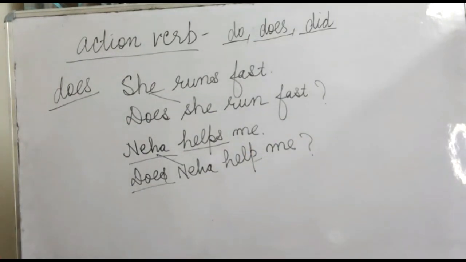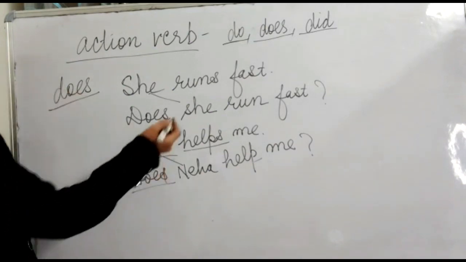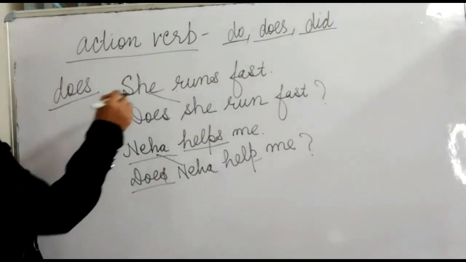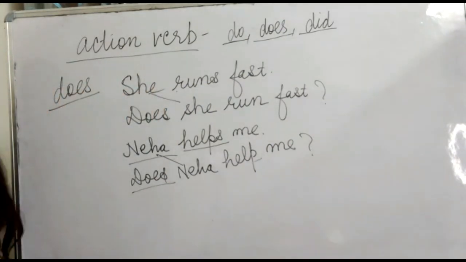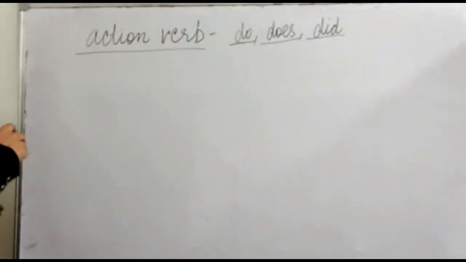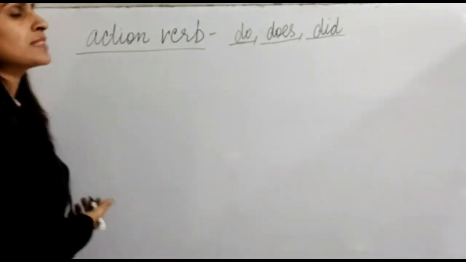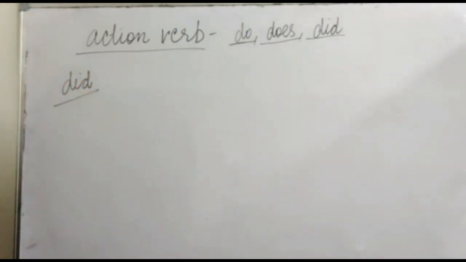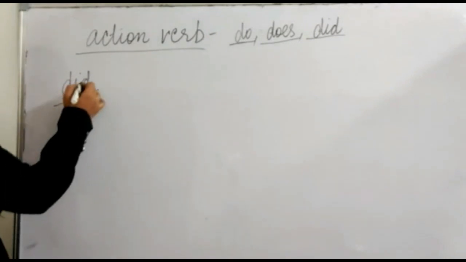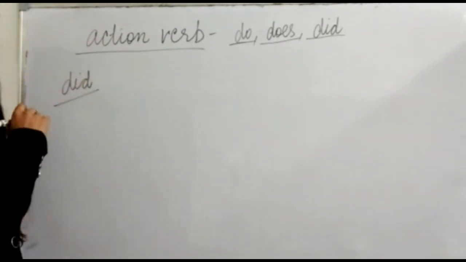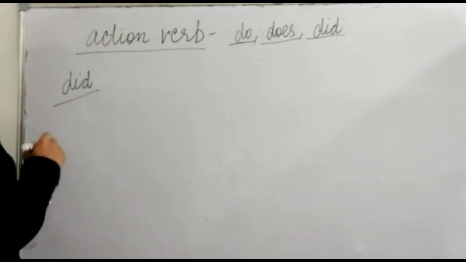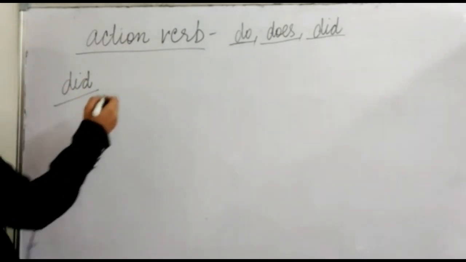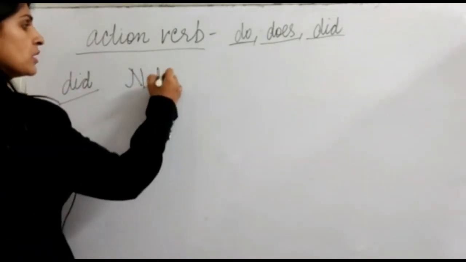This is how we change the sentences with the action verbs when the action verb is in present and the subject is singular into the interrogative sentence. Now let's see when will we start the interrogative sentence with did. When will we start the interrogative sentence with did? We had a sentence, Neha helps me. We will use the same sentence but only with the changed form of verb.